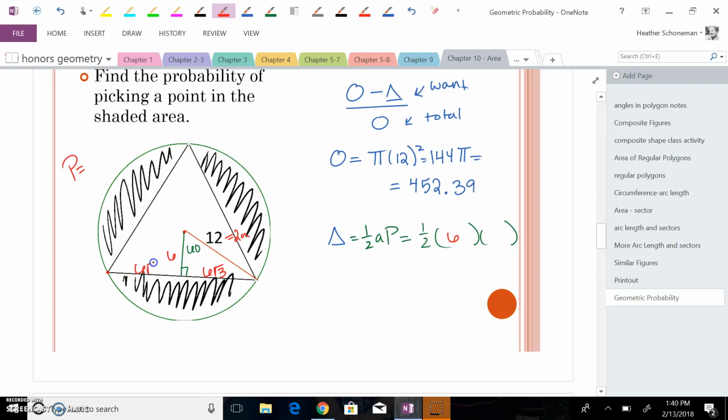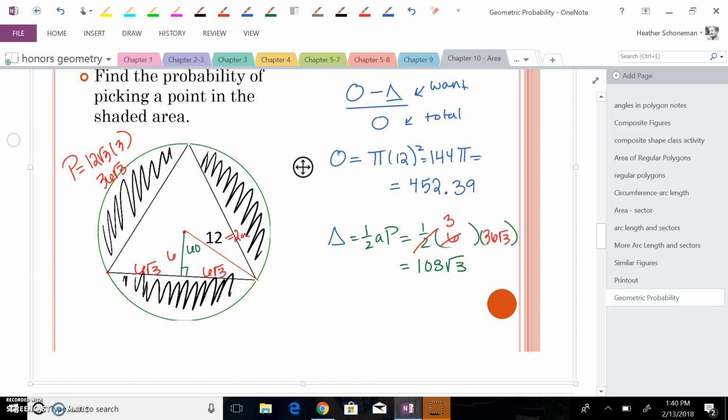Well, one side is 12 square root 3, and there's 3 sides, so the perimeter is 36 square root 3. Half of 6 is 3, and now I got to multiply. 3 times 36 is 108, so I get 108 square root 3.